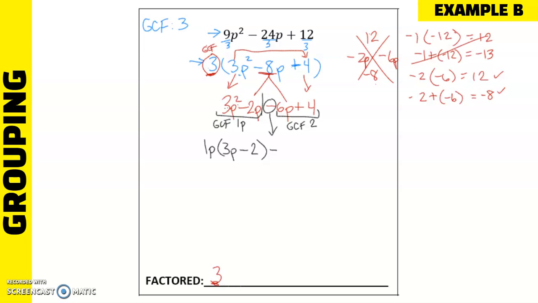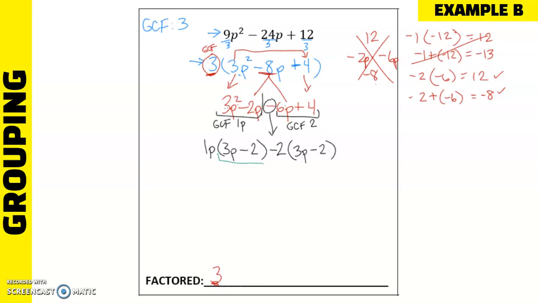I'm going to bring down the negative. I have this 2 here, so 2 right there. Negative 2 times something equals negative 6p. So negative 2 times 3p is negative 6p. Negative 2 times something has to be positive 4, so that's going to be times negative 2. Okay?